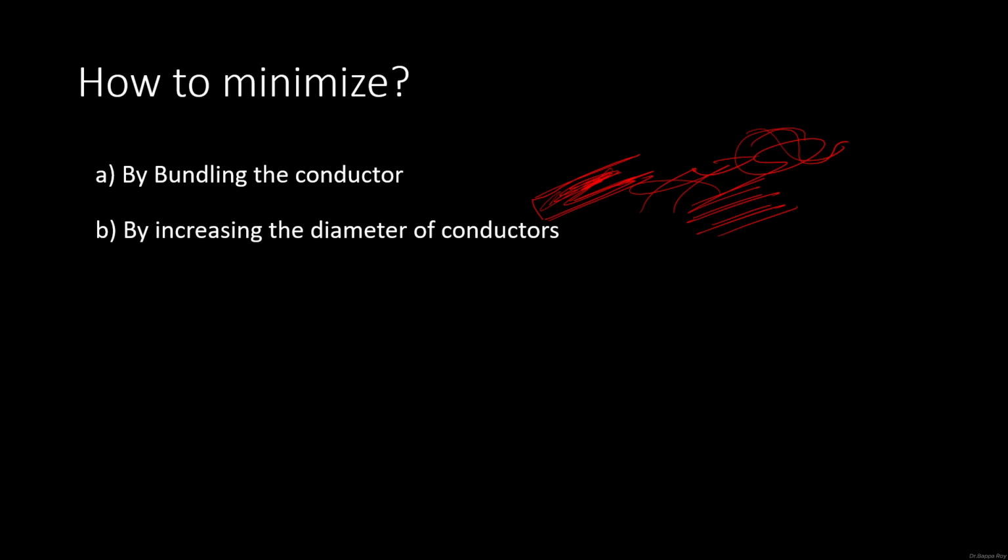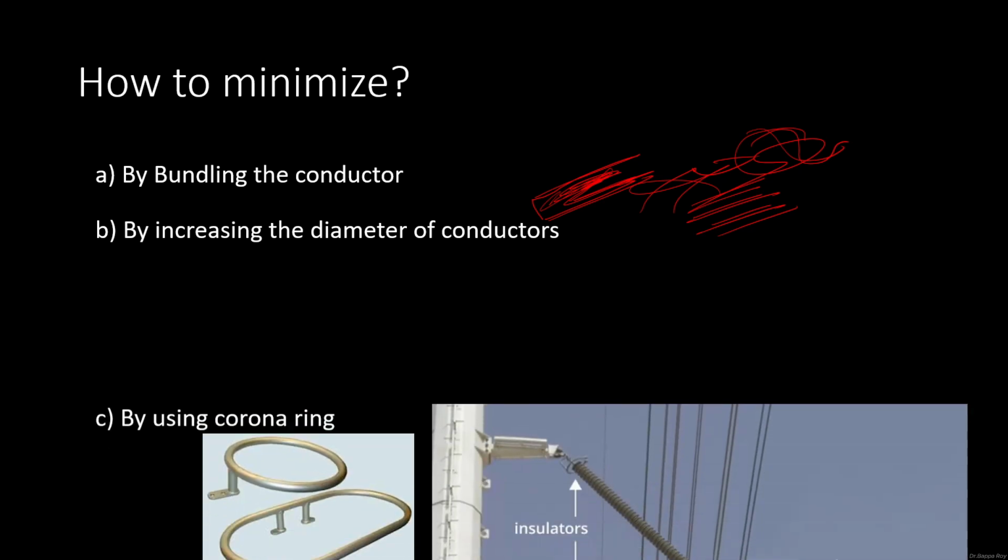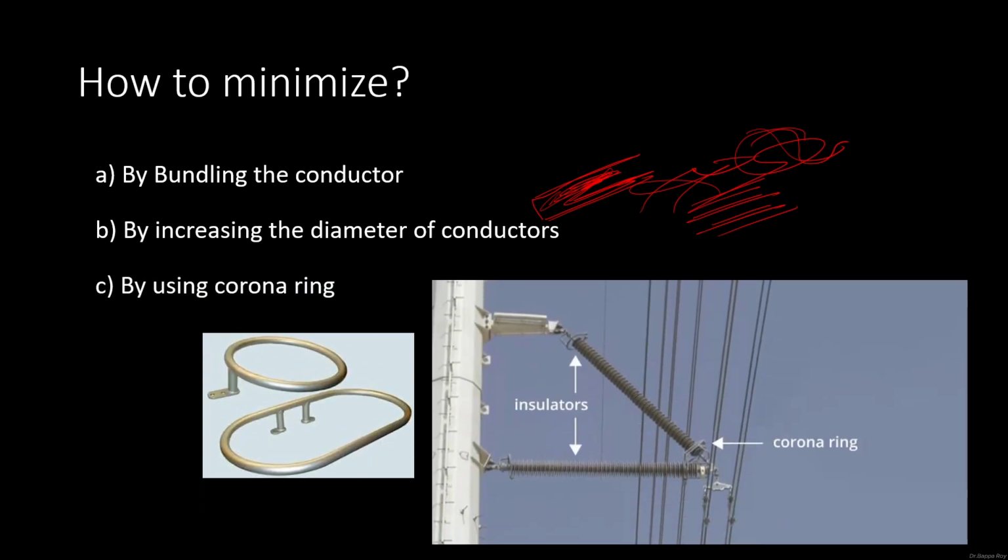And by increasing the diameter of the conductor, this corona effect or corona discharge can be minimized. And by using corona rings, there are some rings they use. Normally in transmission lines, maybe you have seen here, the figure is not that nicely visible, but corona rings are used. These are insulators, these are transmission lines, this is the pole. Strain insulator.